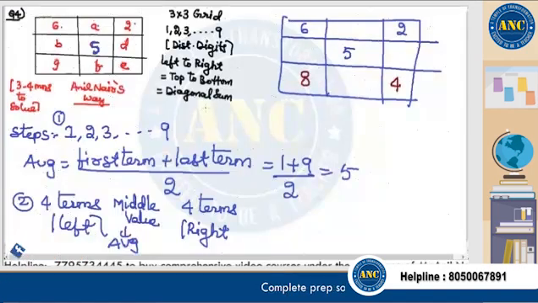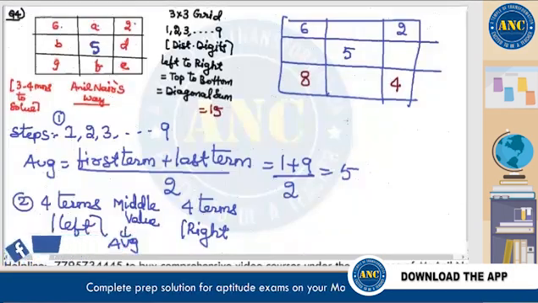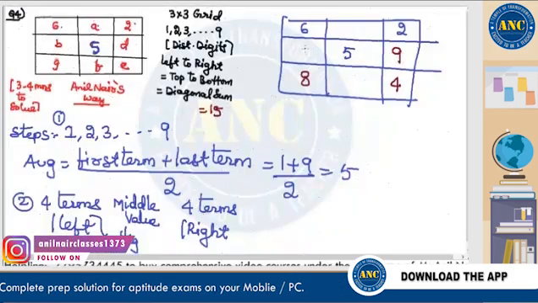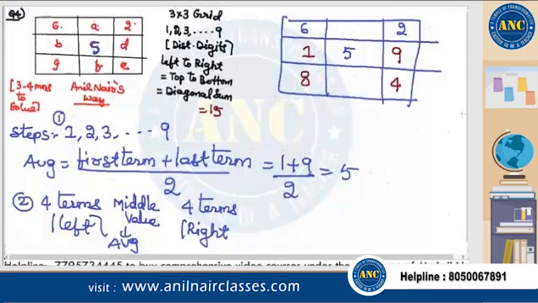It is 4. It is given that the diagonal sum should be 15. So 4 plus 2, 6. This will be 1, 9. 9 plus 5, 15. Right? So what is the next one? 6 plus 2, 8. It is 7, 3.